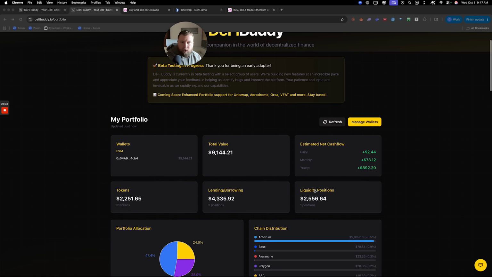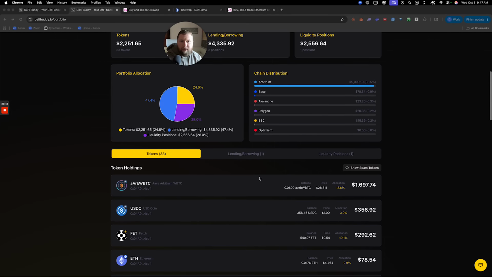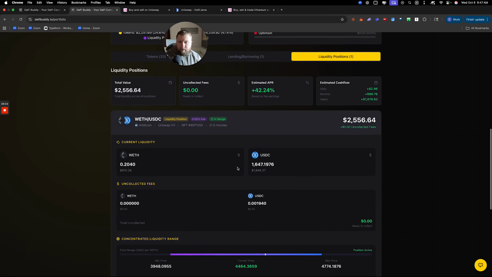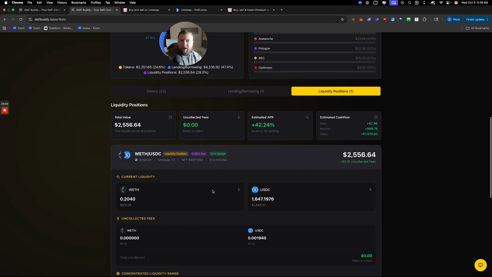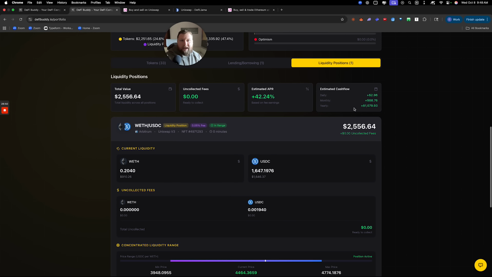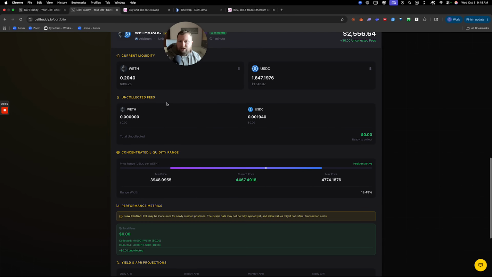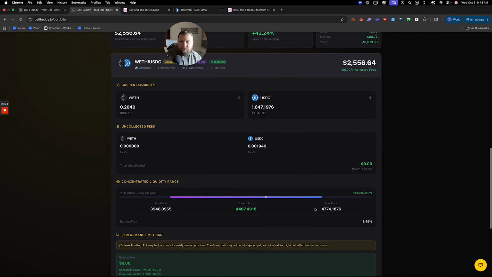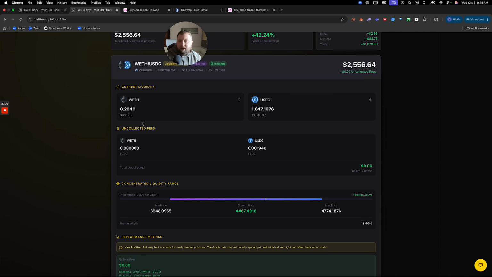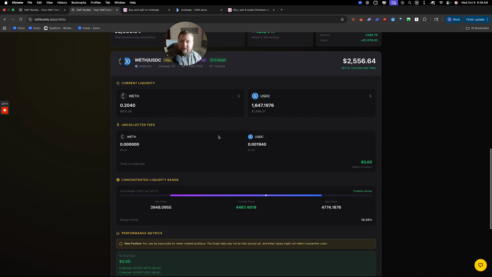Now I can see my liquidity positions right here. If I scroll down and I click liquidity positions, I can now see my ETH USDC liquidity pool tracked here on DeFi Buddy. And what I love about this is that it projects out for me, hey, what's my estimated cash flow for this position? What APR is actually being realized as cash flow comes in? And then this shows me my uncollected fees. So this is a great way to come in and see, hey, what's my performance stats? Am I in range? You can see my position's active. What's the ratio of assets that are in my pool right now? How much uncollected fees have I earned, et cetera.